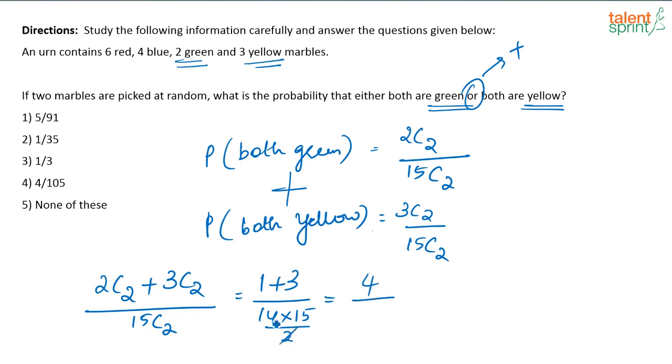So, what will be your answer? 14 divided by 15 into 7. That is 105. Right? So, the answer will be option 4, 4 by 105. Got it?